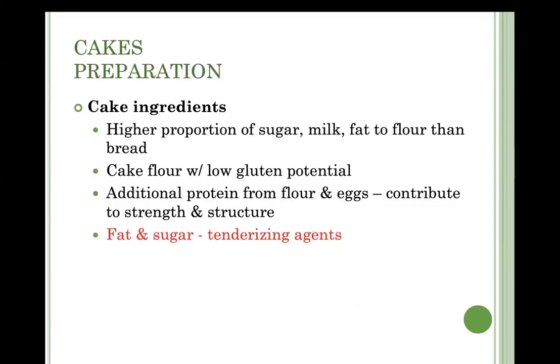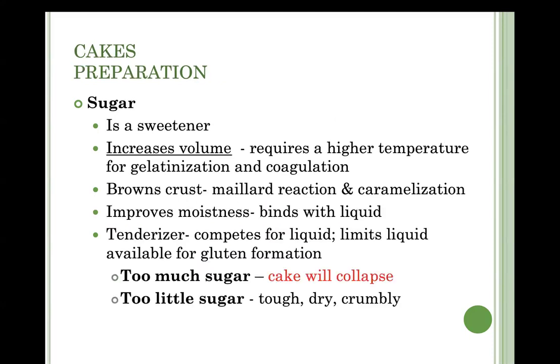So cake ingredients, just like our bread, they do have your basic flour, liquid ingredients, and a little bit of fat. But our sugar, milk, and our fat to flour proportions are going to be higher in our cakes than they are with our bread. We're also going to be focusing on cake flour because it has the low gluten potential to keep our final product nice and tender. Additional proteins, all right, we're going to get that from our flour and our eggs. We need the proteins to contribute to the strength and the structure. And then, of course, we're going to be using fat and flour as our tenderizing agents.